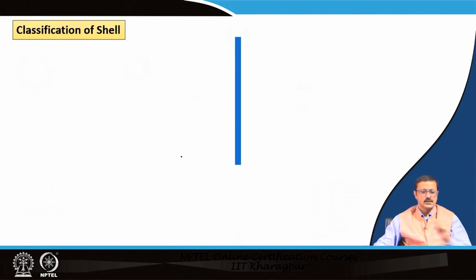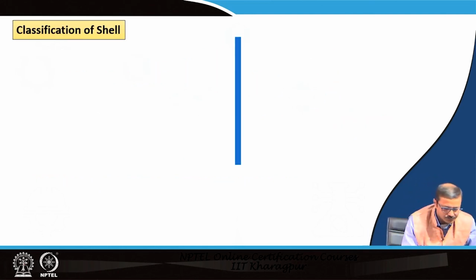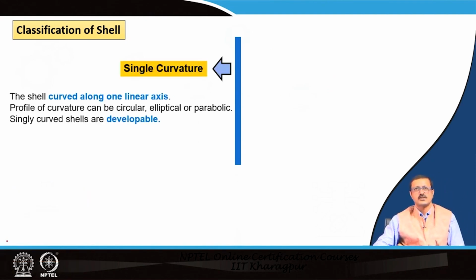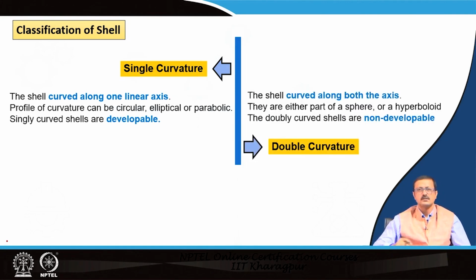Let us see the further slides, the classification of shells. Let us consider the first classification from the number of curvatures point of view. Single curvature shells have only one directional curvature and the other direction is linear, with no curvature at all. Those curvatures are elliptical, circular and parabolic, and it can be a developable surface. The other broad classification is the double curvature shell, where we have two curvatures. A dome is a perfect example of the double curvature shell.